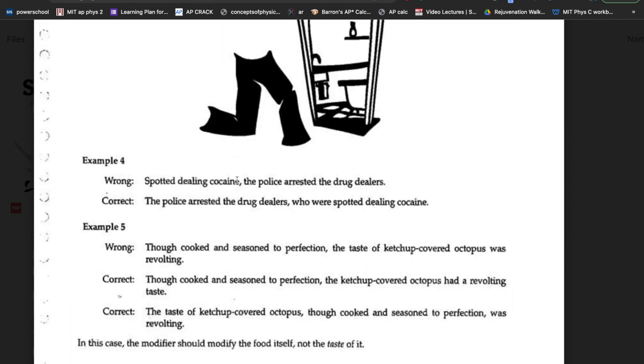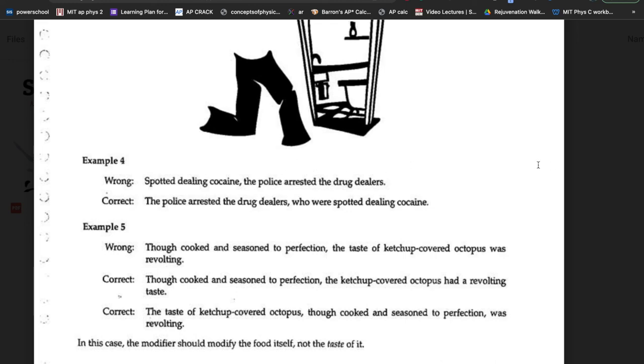Spotted dealing cocaine, the police arrested the drug dealers. So, spotted dealing the cocaine, the police. So the police were spotted dealing cocaine. That doesn't make sense, right? The drug dealers were. So you're putting the police next to spotted dealing cocaine. That doesn't make sense. So you could say drug dealers who were arrested by the police.